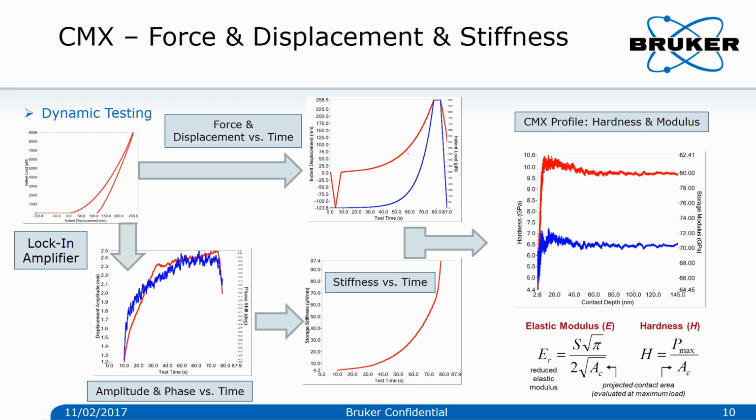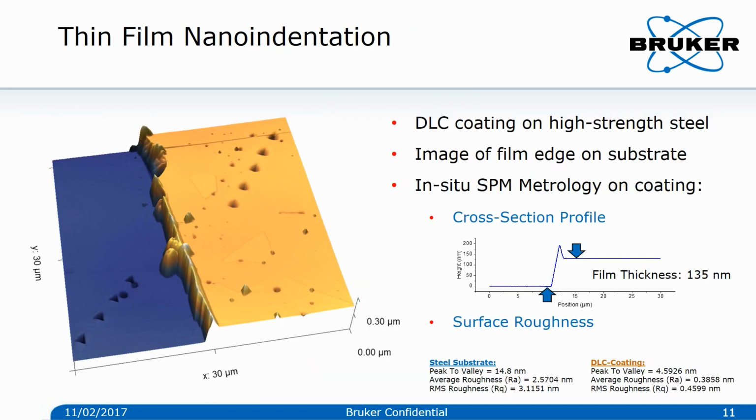This allows us to determine the stiffness versus time, and the force, the displacement and the stiffness are necessary to determine the modulus of the sample and the hardness of the sample. Hence, we result in a CMX depth profile of hardness and modulus of a sample. In the following, we want to apply the CMX depth profile to thin films applied to high-strength steel substrates.